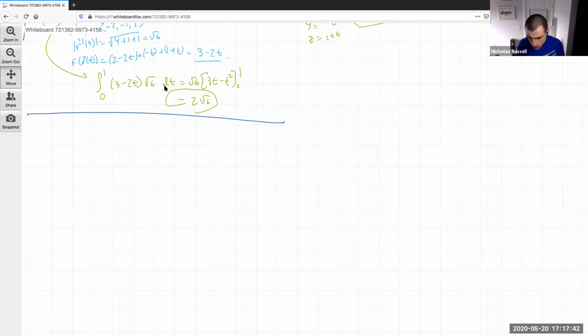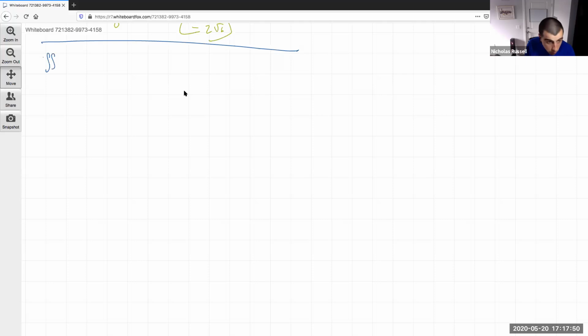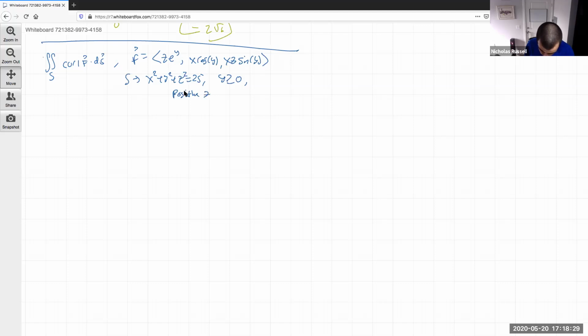So now I'm going to talk about Stokes Theorem here. We're asked to evaluate this integral right here, the double integral of curl f dot dS, where f is equal to z e to the y, x cosine of y, x z sine of y, where S is the hemisphere x squared plus y squared plus z squared equals 25, where y is greater than or equal to 0, oriented in the positive y-axis. So a lot happening there.